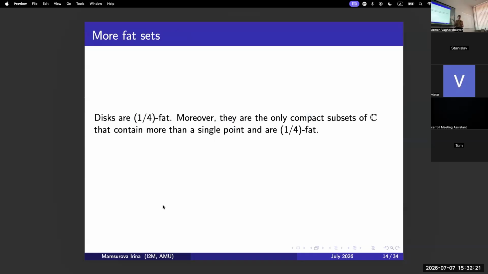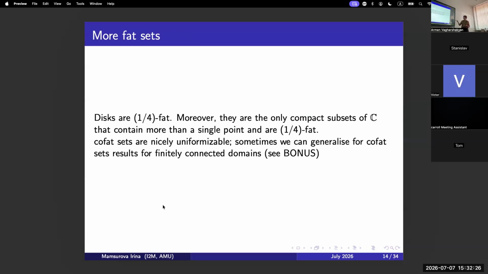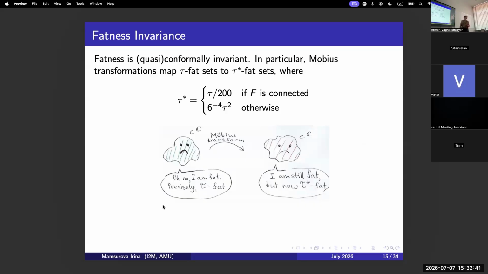So yes, we can show how disks are fat, and also that fat sets are very nicely uniformizable. It's a good thing to say. I can explain it during the coffee break. Also, fatness is invariant under Möbius transformations, and we can even see what happens with the constant of fatness if we wish. It's also invariant under conformal transformations.